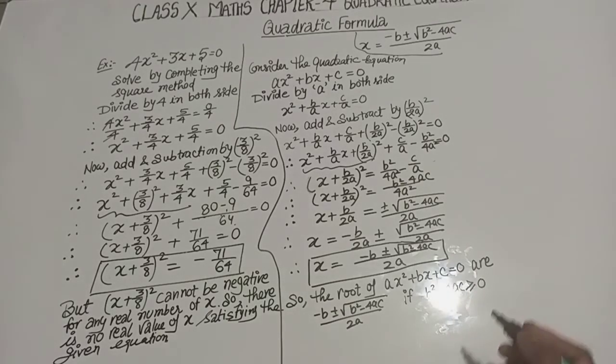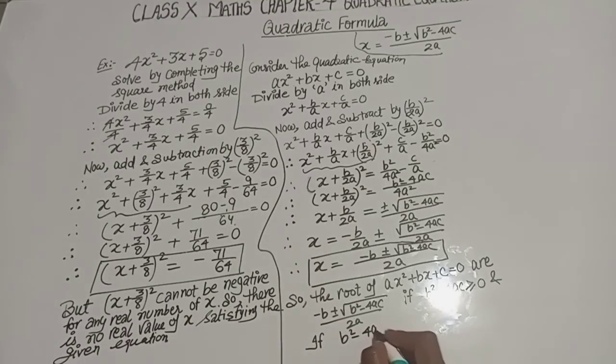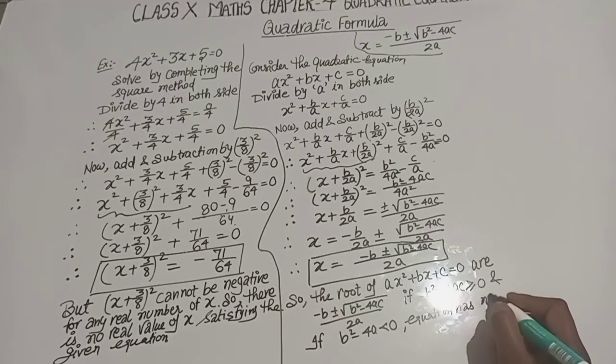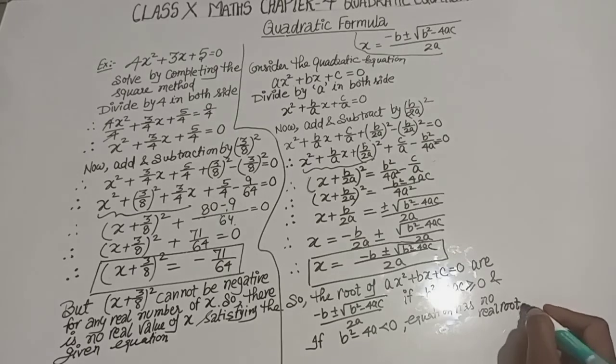Okay, and if b square minus 4ac is less than 0, the equation has no real roots. Okay, the equation has no real roots.